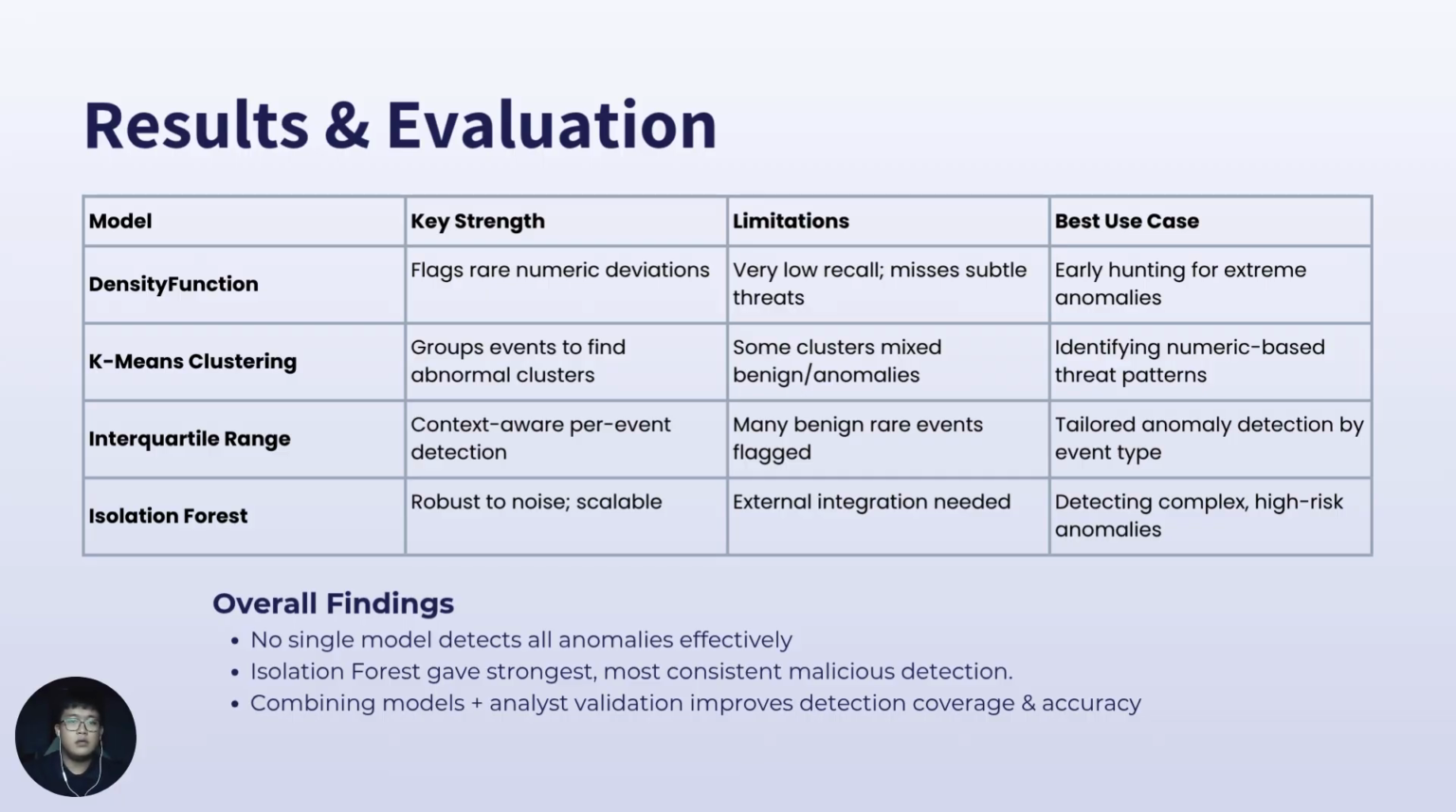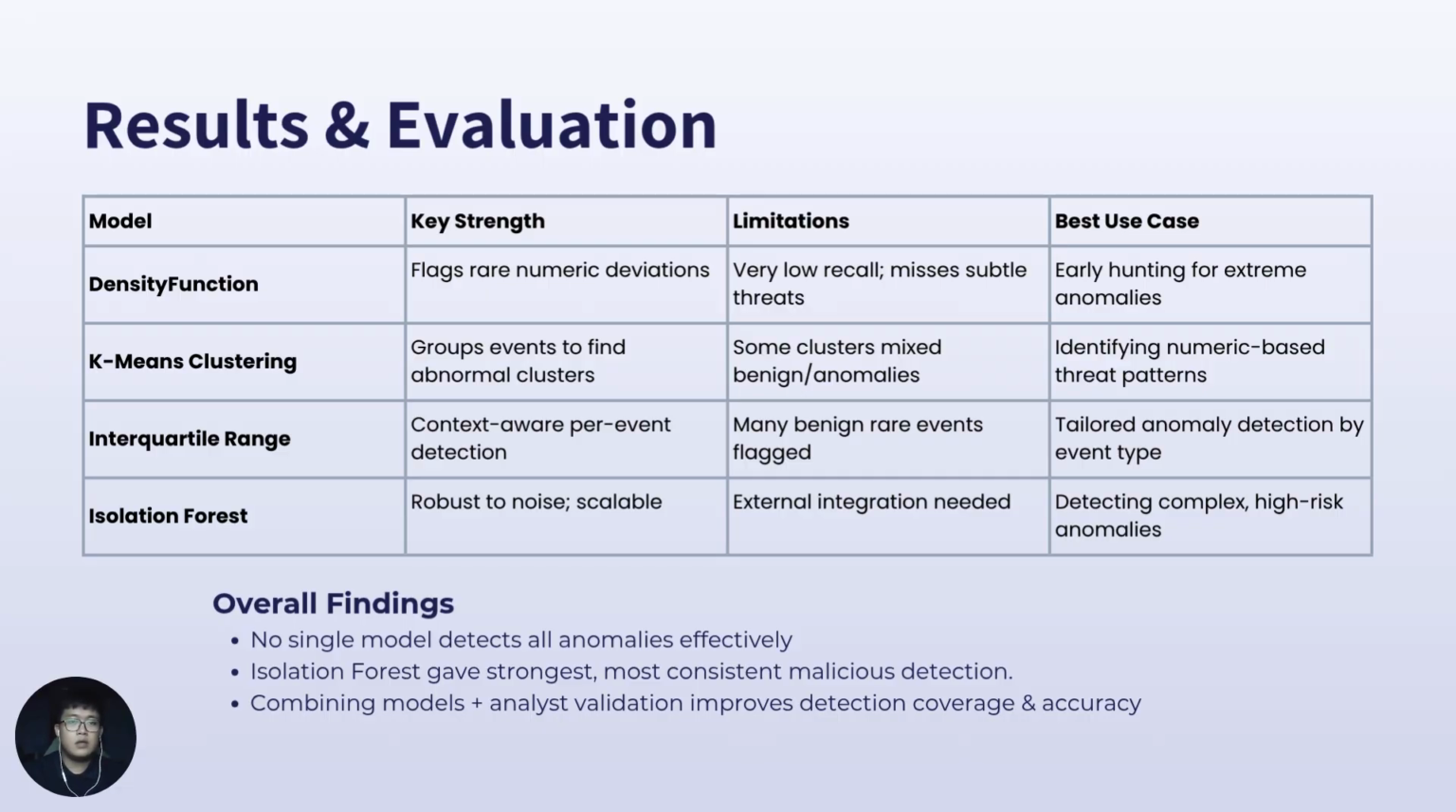K-means is more flexible and helps uncover dominant malicious patterns, particularly cluster 0, which is almost entirely attack activity. However, it also generated clusters that mix benign and suspicious data. This means that while it's powerful, it needs an analyst's judgment to interpret correctly.